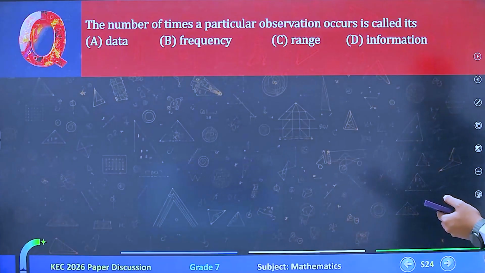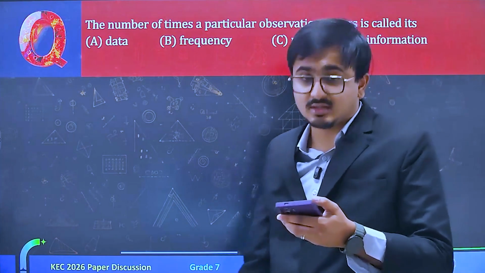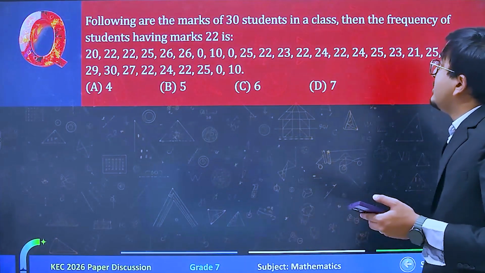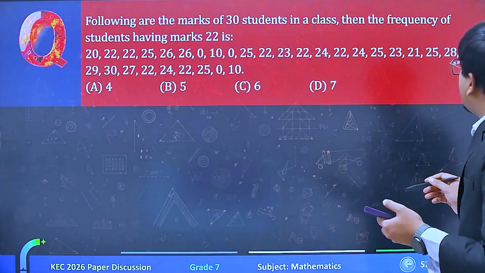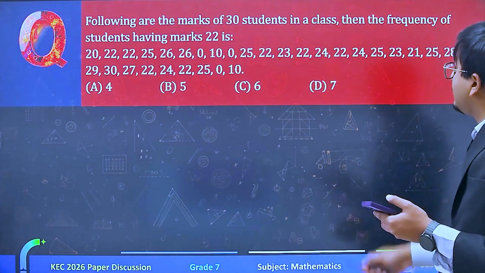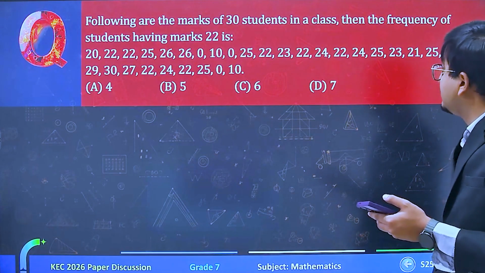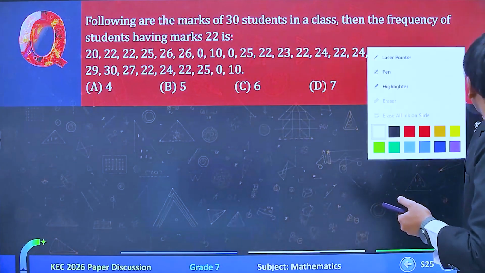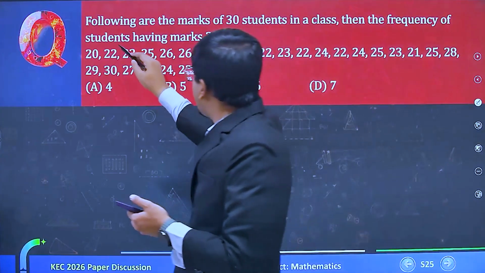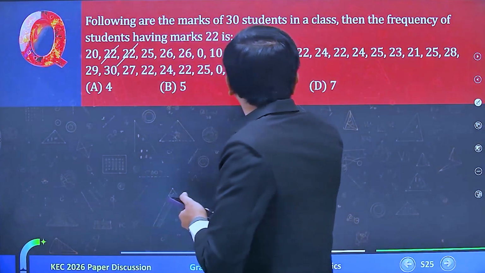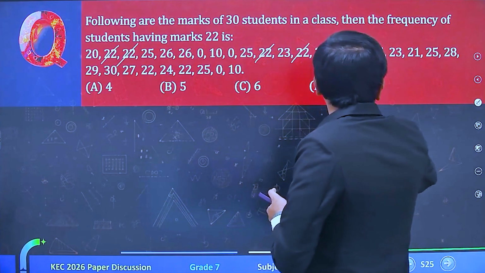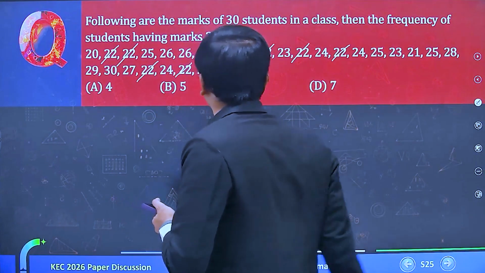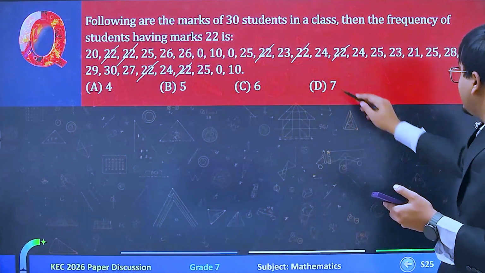Next. The number of times a particular observation occurs is called frequency. Perfect. Frequency. Next. Out of 30 students, the frequency of the mark 22 is? How many 22s are there? That you have to check. Let's count one by one. 1, 2, 3, 4, 5, 6, 7. Correct? 7. Perfect. It's option D.